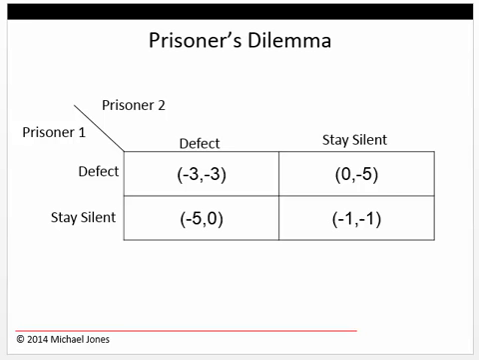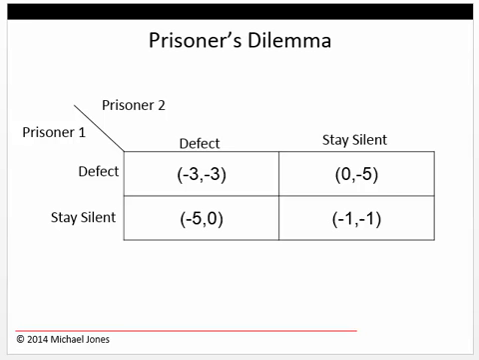Now, with this information, we can represent the game in a matrix. We call this matrix the normal form of a game. And to represent a game in a matrix, I need 3 pieces of information. I need to know the players involved, and I've indicated those players as prisoner 1 and prisoner 2. Second, I need to know the strategies that each prisoner can take, and those strategies are they can either defect or stay silent, and both prisoners have the same strategies.